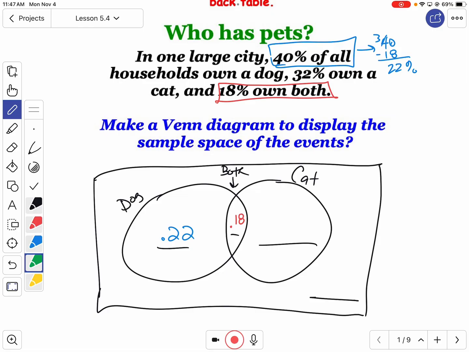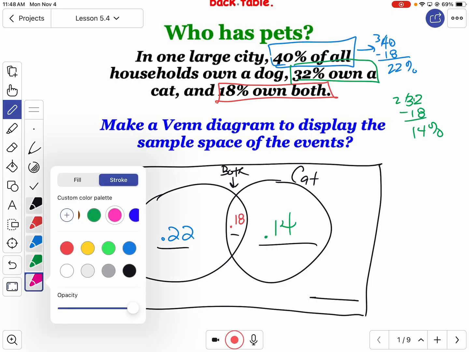Then it says 32% own a cat, but we've already counted 18 of that percent. So 32 minus 18, is that 14%? Okay, so that would give me 0.14. Now, those are the only numbers they gave me, but could I figure out the total number of people that I've not included? Yes. What would I do? Add all of those together. Yeah, let's add all of those together.